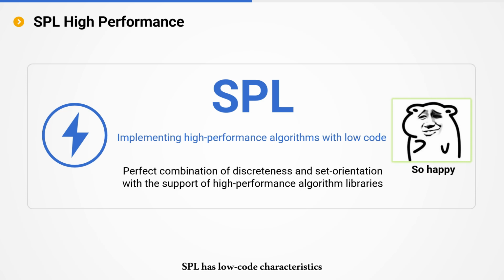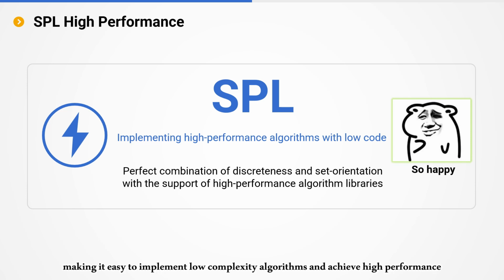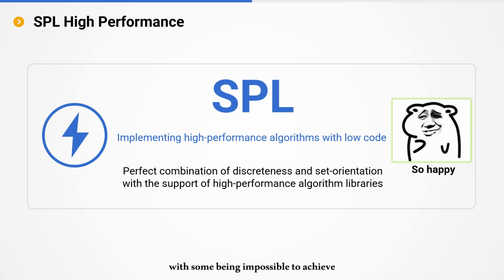SPL has low-code characteristics, making it easy to implement low-complexity algorithms and achieve high performance. In contrast, Java and SQL often struggle to implement the same algorithm, with some being impossible to achieve, ultimately leading to lower performance. SPL has many optimization cases for database SQL, often achieving tens of times performance improvement. The reason is here.